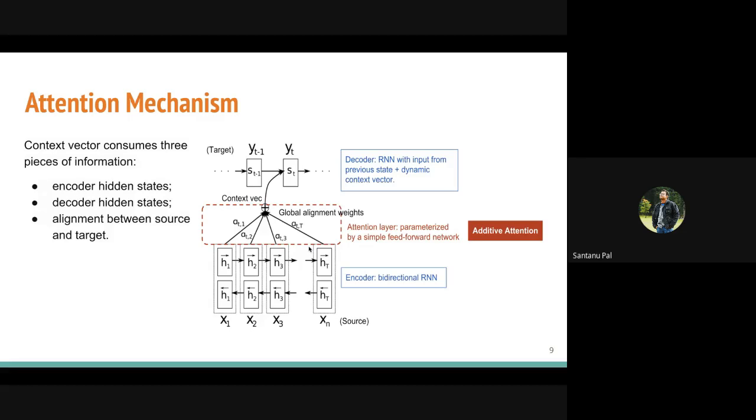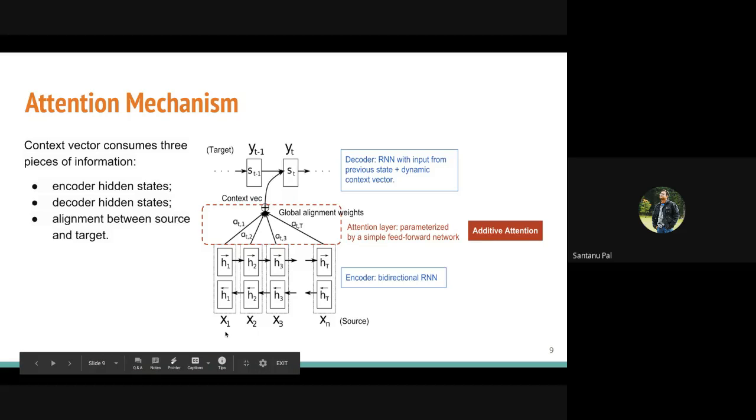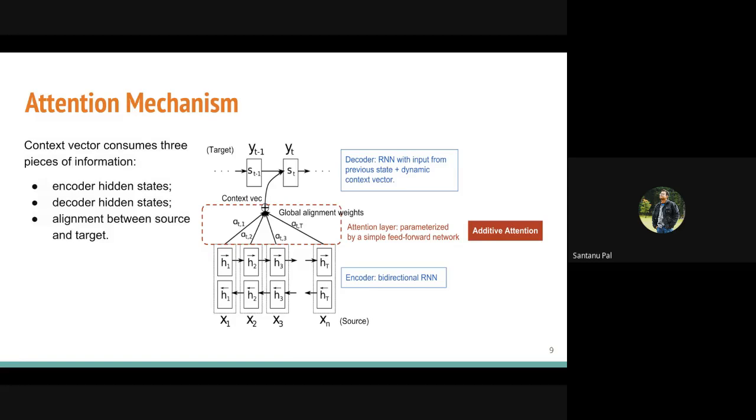Basically, this attention mechanism works with the encoder hidden state, the decoder hidden state, and the alignment between source and target. These are the connections, the alignment between the source and target. In this case, we are finding the alignment of yt with which one from x1 to xn. This is the information provided by the attention mechanism.